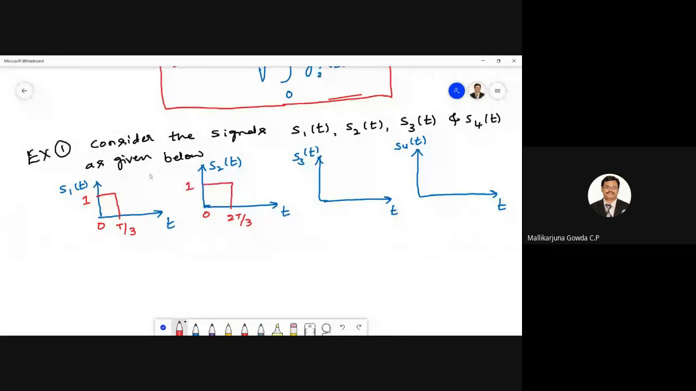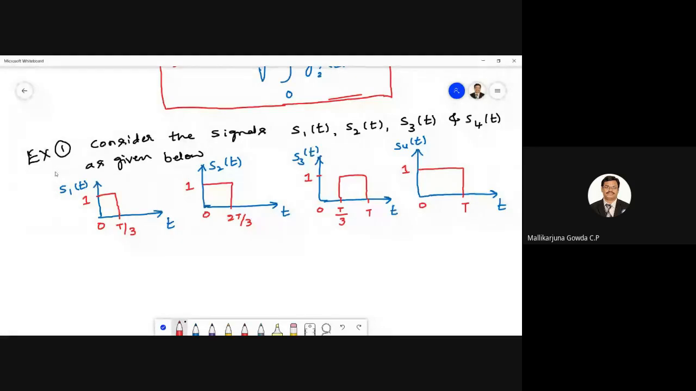And S3 of t exists from t by 3 to t, and its magnitude is 1 there. And S4 of t is from 0 to t, the magnitude of 1. So these are the four signals given.